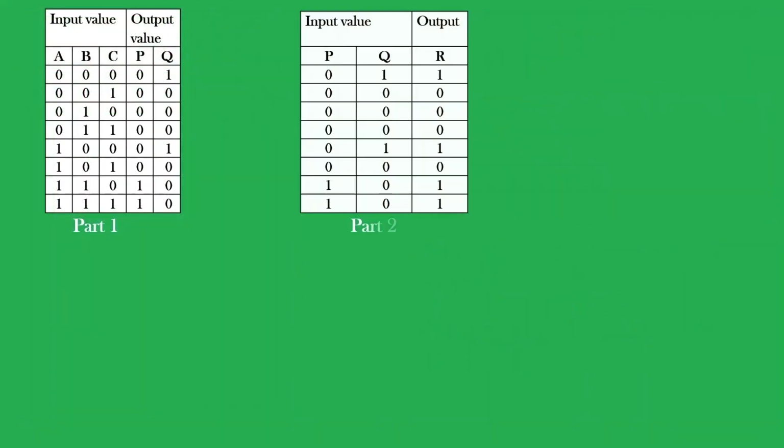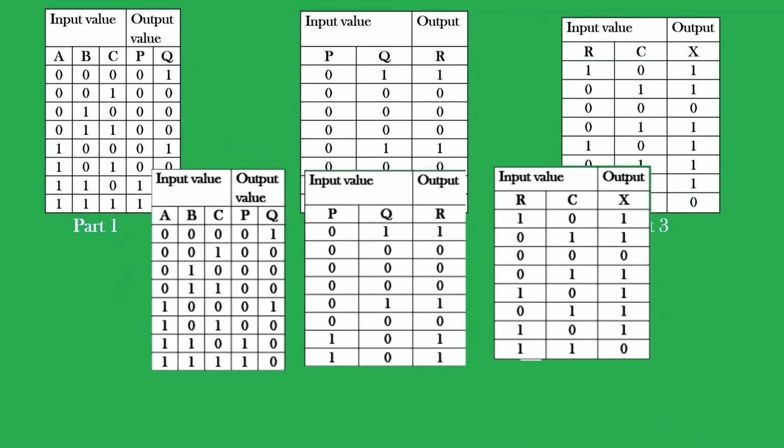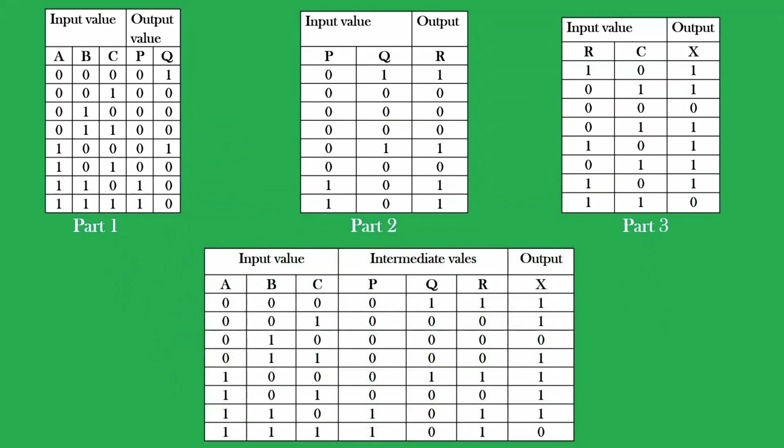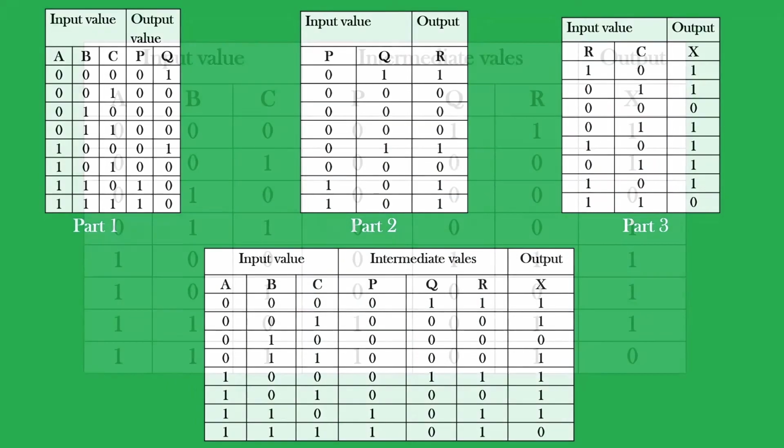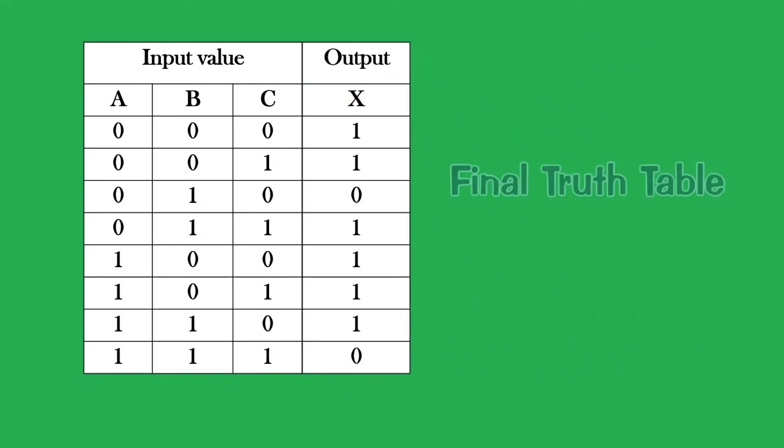Viewers, we are done with our 3 parts of our truth table. However, we still need to put all 3 intermediate truth tables together to produce the final truth table, which represents the original logic circuit. The intermediate values can be left out of the final truth table, but it is good practice to leave them in until you become confident about producing the truth table. The final truth table would look like this, as you can see here.